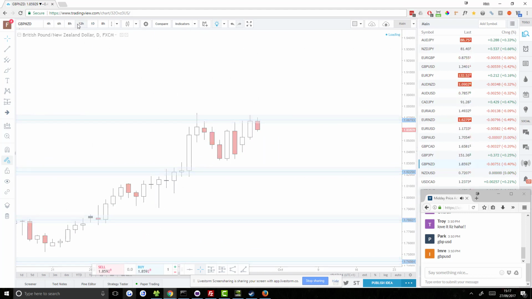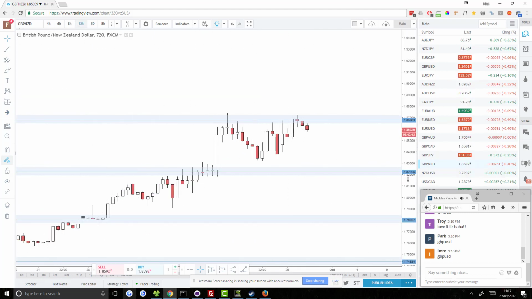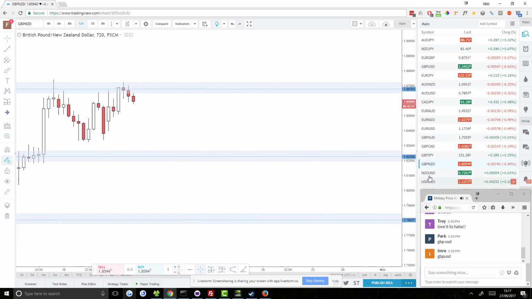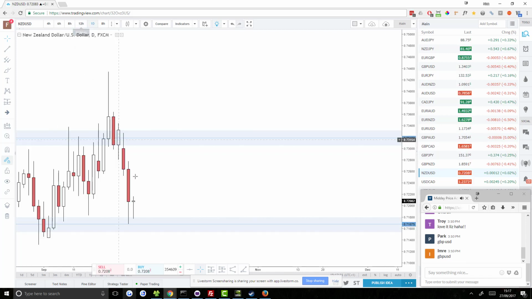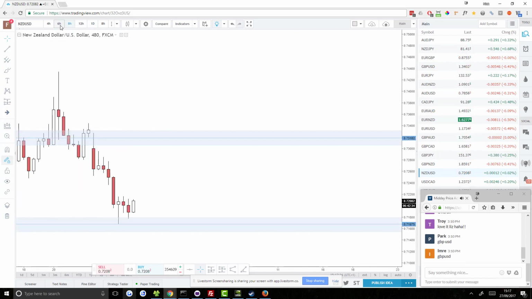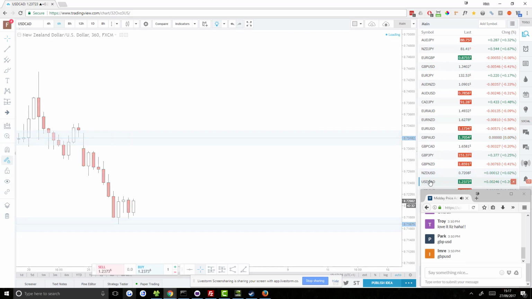But it's too late, obviously, to enter a trade here because it's already moving down, so it doesn't really help us much. New Zealand USD. It's hit that support area. It's already bouncing away. USDCAD.